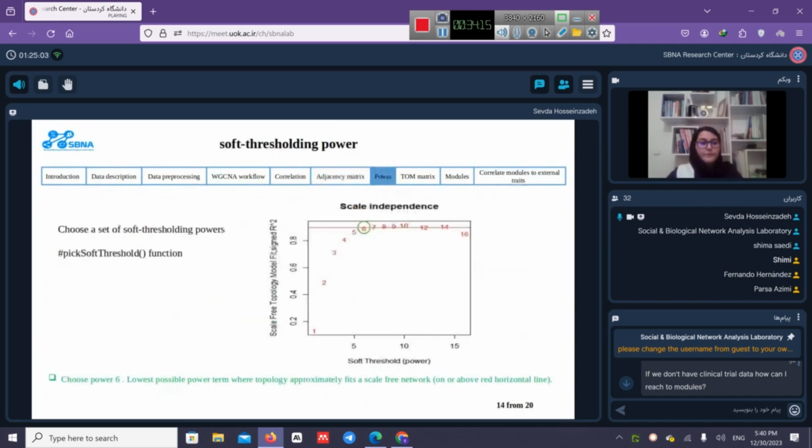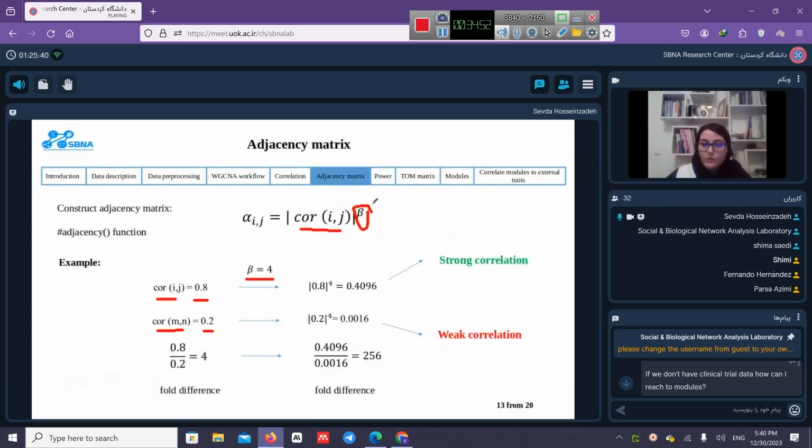Okay, by the pickSoftThreshold function in the WGCNA package, we can determine which powers are suitable for us. In this plot, on the horizontal axis we have the soft threshold value, on the vertical axis we have the scale-free topology model fit. Step by step, this package uses all of these numbers. For example, at first step it uses the number 1, then number 2, then number 3 instead of the power in this formula.